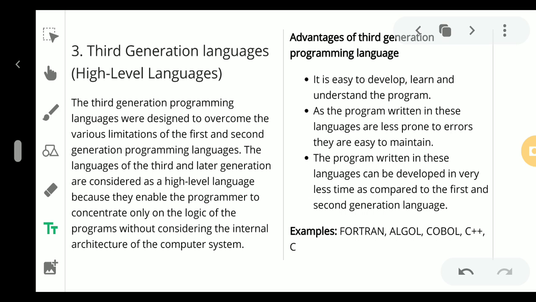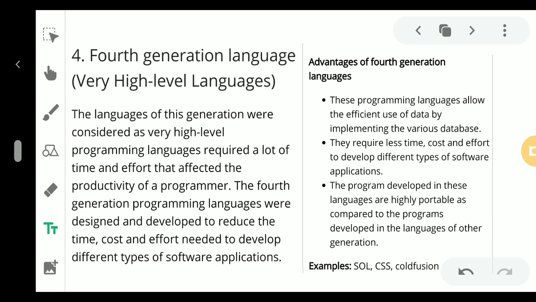For example, Fortran, COBOL, C, C++ are examples of third generation languages. Now coming back to the fourth generation language, this is a very high level language. The languages of this generation were considered very high level programming languages. It required a lot of programming time and effort. The fourth generation programming languages were designed and developed to reduce the time, cost and effort needed to develop different types of software applications.